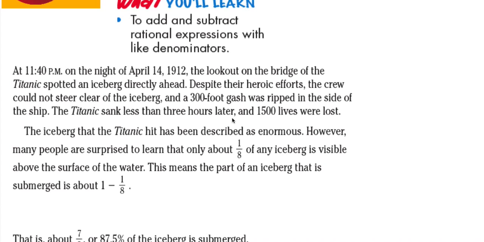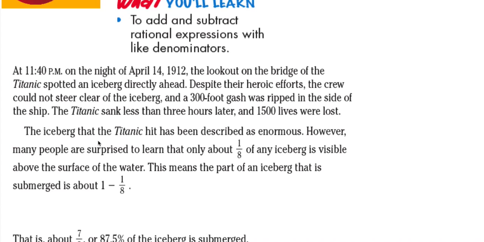And let's take a look at this example in history. At 11:40 p.m. on the night of April 14, 1912, the lookout on the bridge of the Titanic spotted an iceberg directly ahead. Despite their heroic efforts, the crew could not steer clear of the iceberg, and a 300-foot gash was ripped in the side of the ship. The Titanic sank less than 3 hours later, and 1,500 lives were lost.